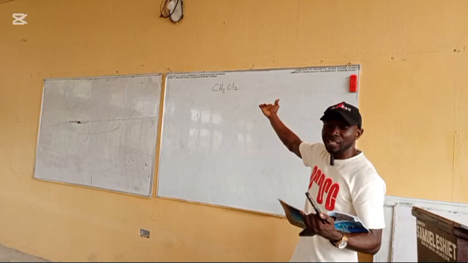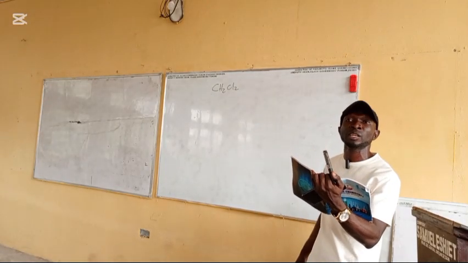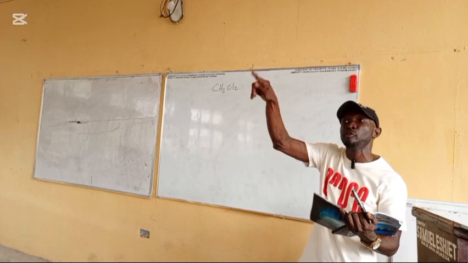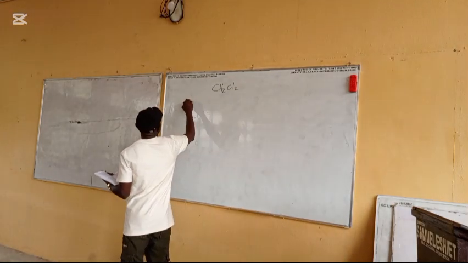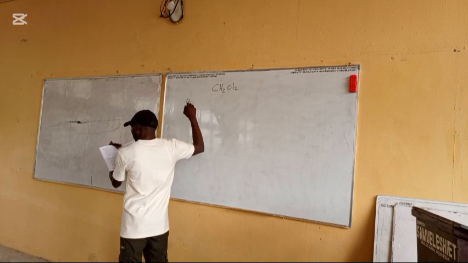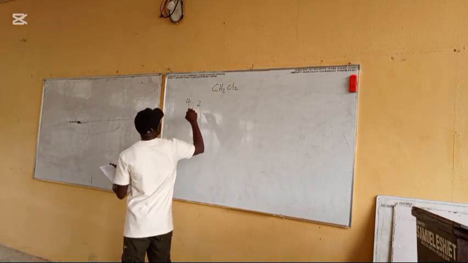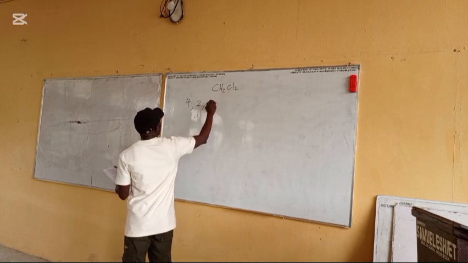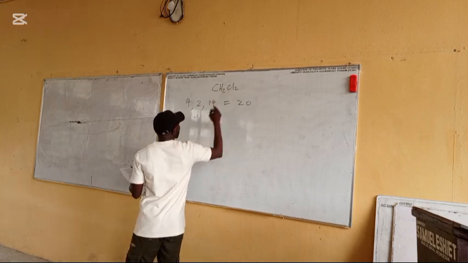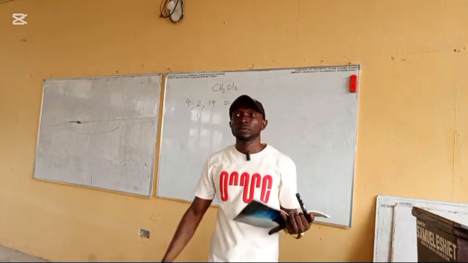So let's try this. Now, step 1 says the number of valence electrons in the carbon atom is how many? 4. So these are the answers in order. Carbon is 4. The total number of electrons in the hydrogen atoms is how many? 2, because you have 2 hydrogen atoms here. And that of chlorine atoms is how many? 14. Total is equal to 20. I'm done with step 1.